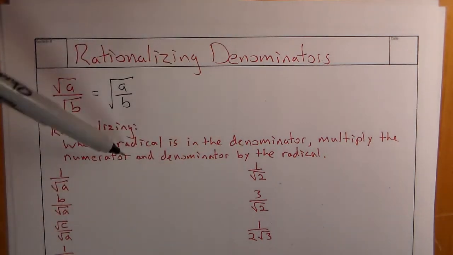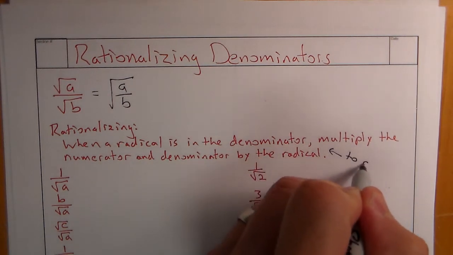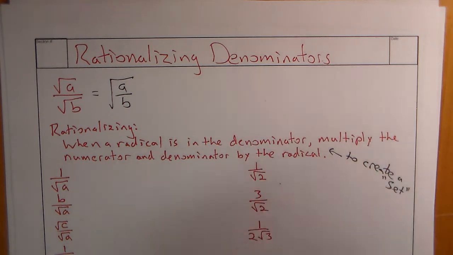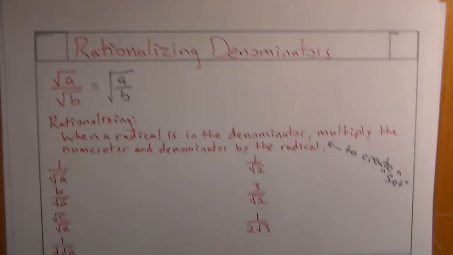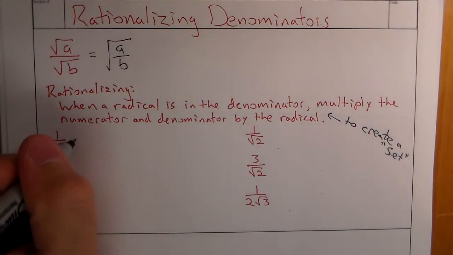We're going to multiply the numerator and denominator by that radical. And our goal there is to create a set. That's what we saw when we were simplifying radicals. We want to create a set in order to take it out of the radical. So we'll start with 1 over the square root of a.